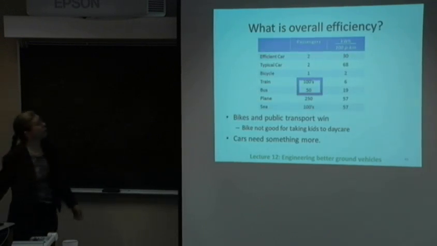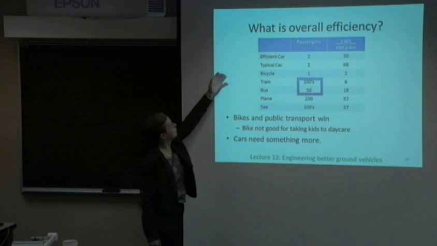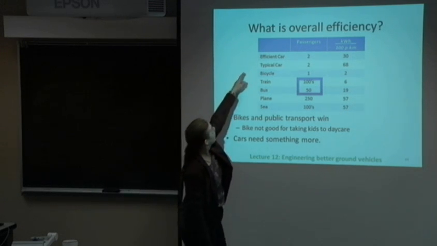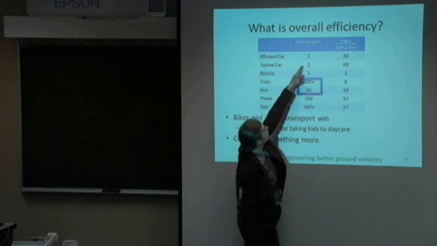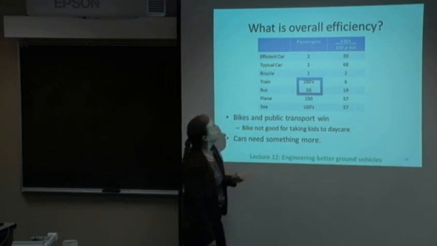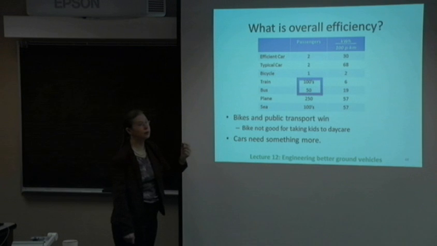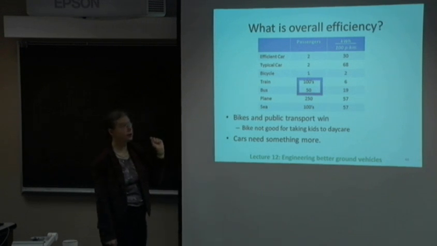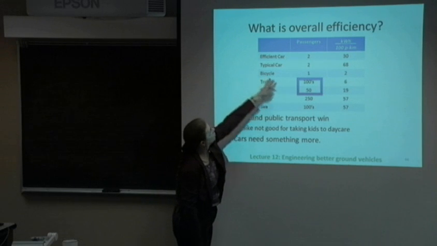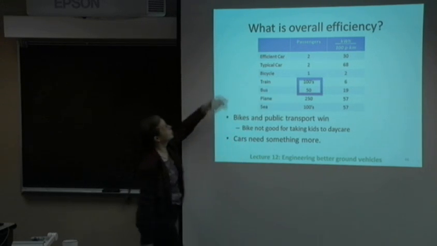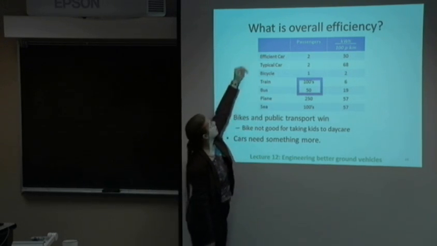So what is the overall efficiency? Here are a bunch of ways you could travel and how many people are in the traveling device. Efficient car, 2 passengers, maybe 30 kilowatt hours per 100 person kilometers. So this isn't just distance, it's people distance. Typical car has 2 people, 68. So there's a big advantage just to going from a typical car to an efficient car.